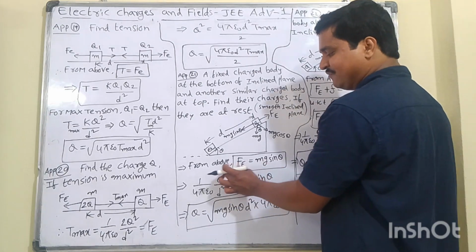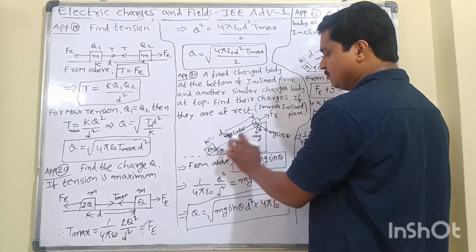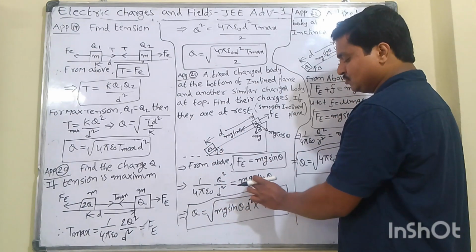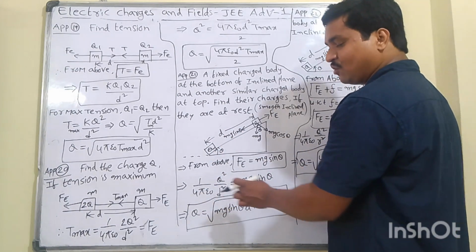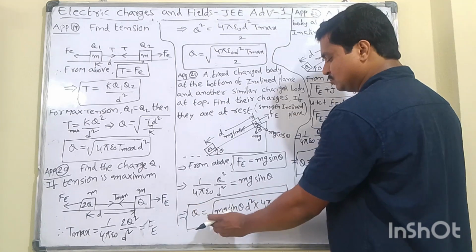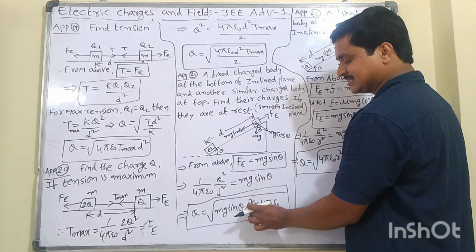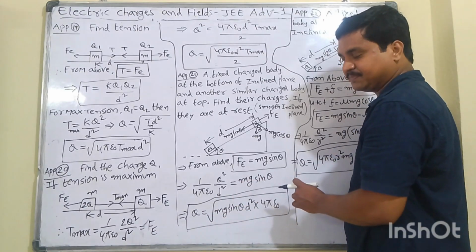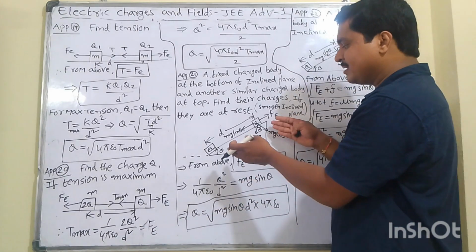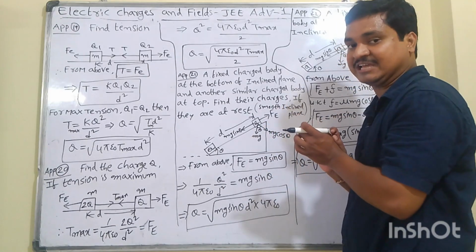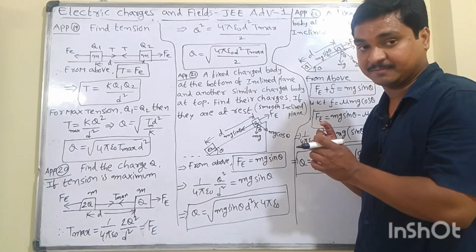We already know the Fe formula: 1 by 4 pi epsilon naught, q into q, that is q square by the distance between the charges d square, equals mg sin theta. From this I want to find the charge. So q equals root of mg sin theta into 4 pi epsilon naught d square. The square comes to the right side, so the root comes. The main thing you need to remember here is that we need to equate the mg sin theta component with the electric force at equilibrium condition in the case of a smooth inclined plane.